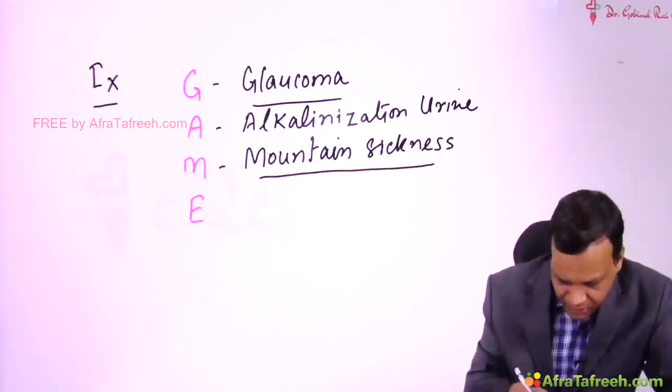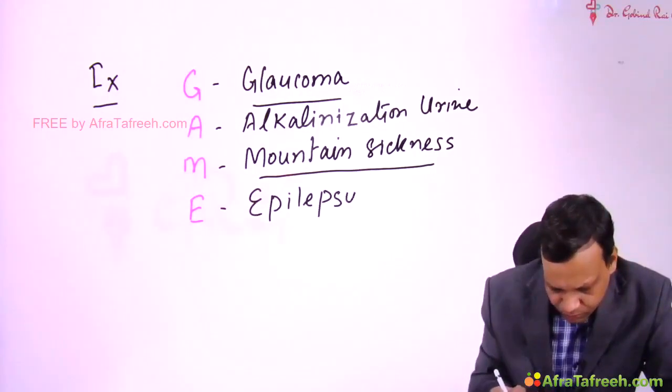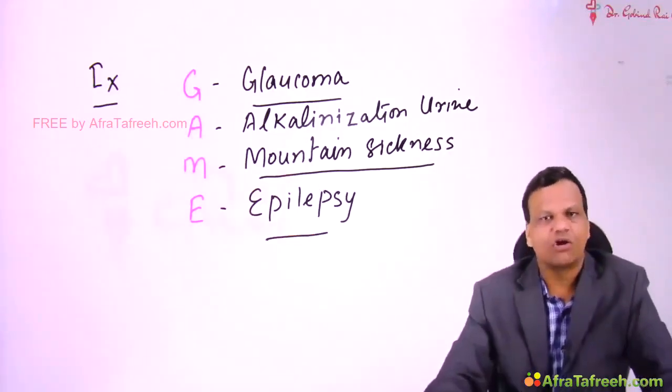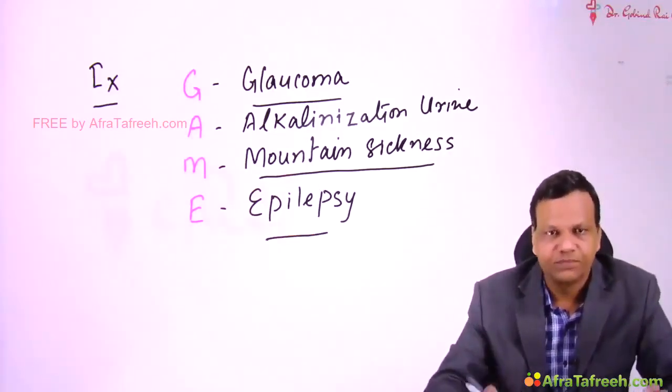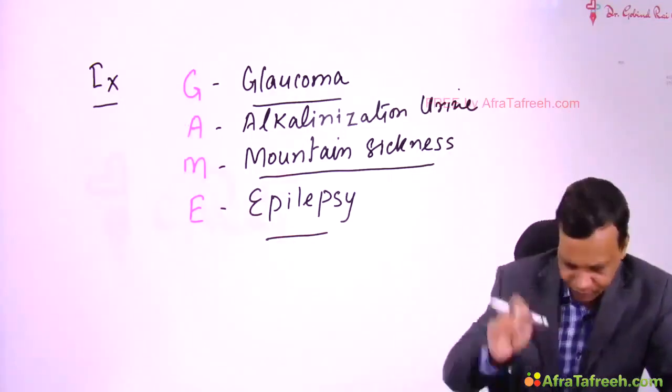Lastly, we can use these drugs in epilepsy also. Although nowadays we have better anti-epileptic drugs, so these are not commonly used. Clear? So these are the important uses of carbonic anhydrase inhibitors.